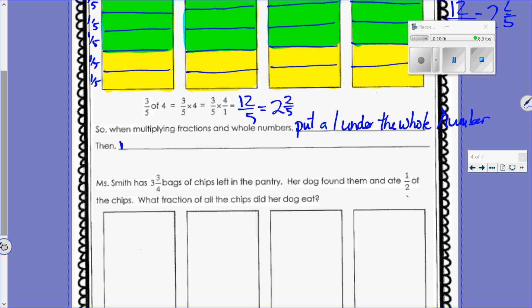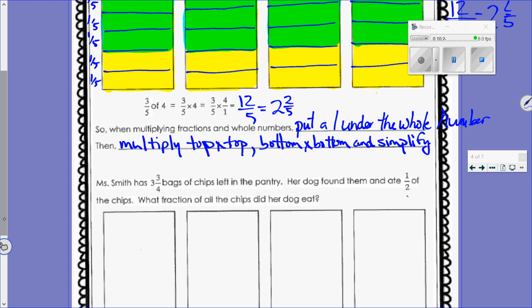Then multiply top times top, bottom times bottom, and simplify. Okay? So basically what we're doing is making that whole number an improper fraction by placing it over 1. That now allows us to do the rest of that math, which is just top times top, bottom times bottom.